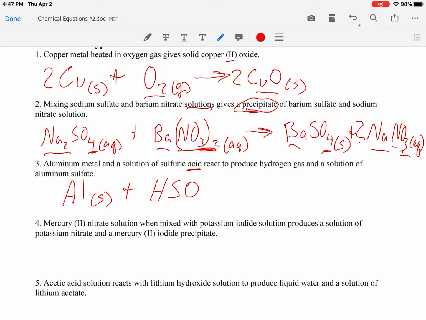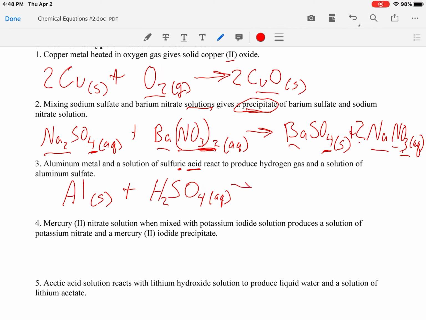Sulfuric, of course, tells us that we're looking for sulfur, and that -ic ending means it is sulfate, right? I ate the acid and said ic. So sulfate, SO4, is a -2 charge. The hydrogen is a +1, so we need 2 of those hydrogens. So that's our formula for sulfuric acid.